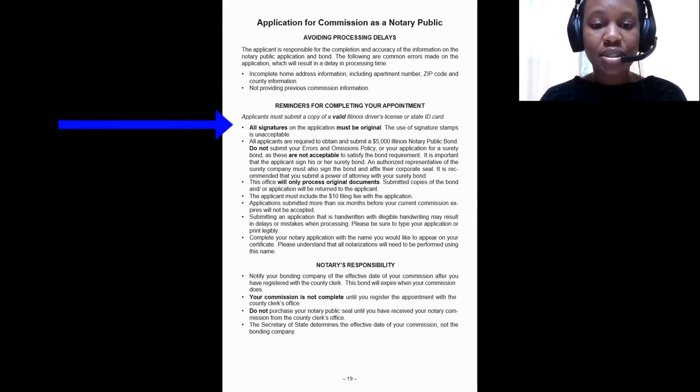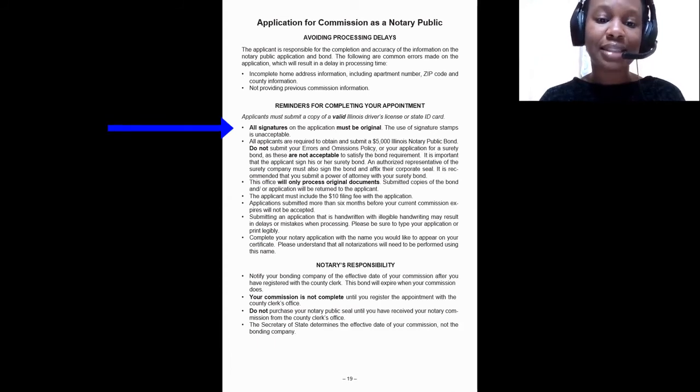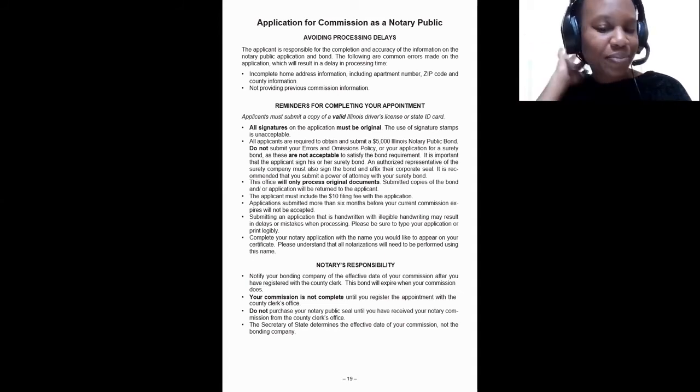All of the signatures on the application must be original. It has to be a wet signature. The use of signature stamps is unacceptable. Okay, so I actually wanted to invest in a signature stamp, but now I cannot.